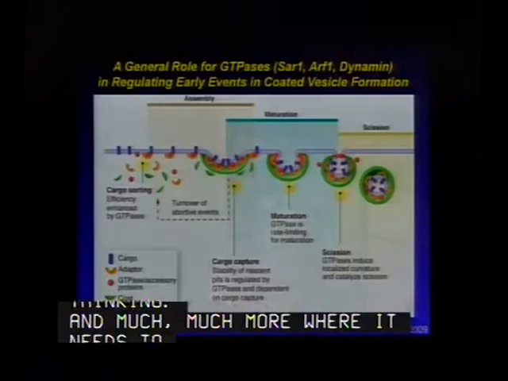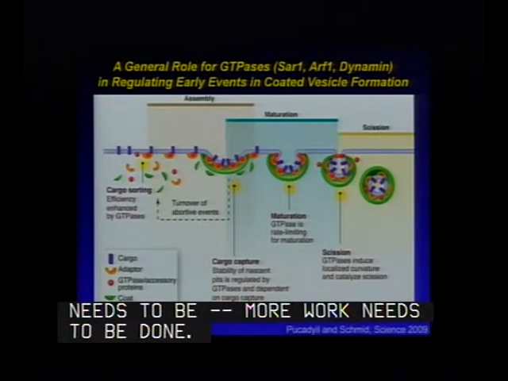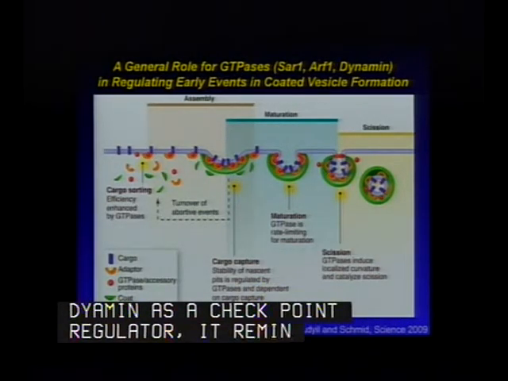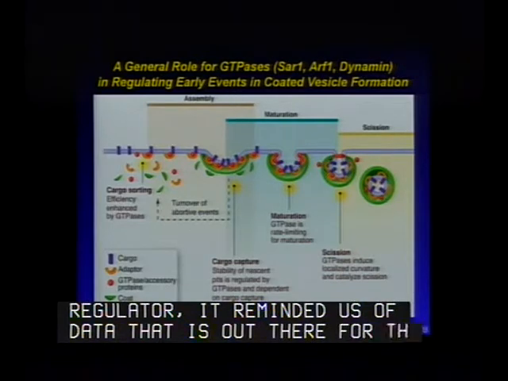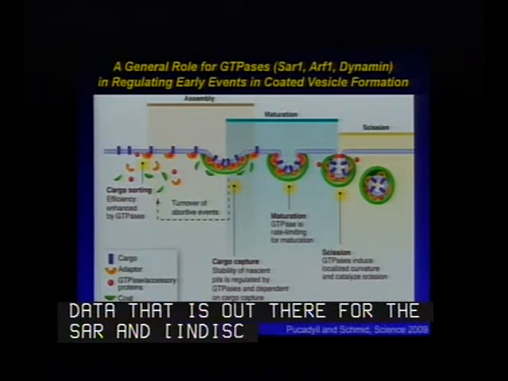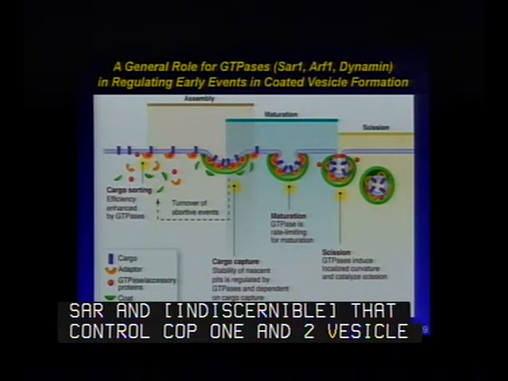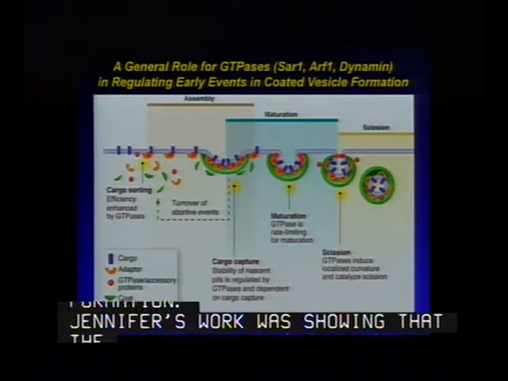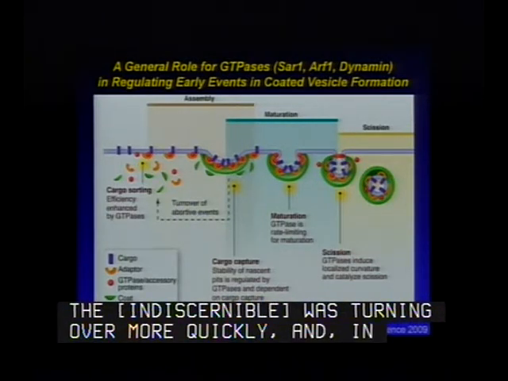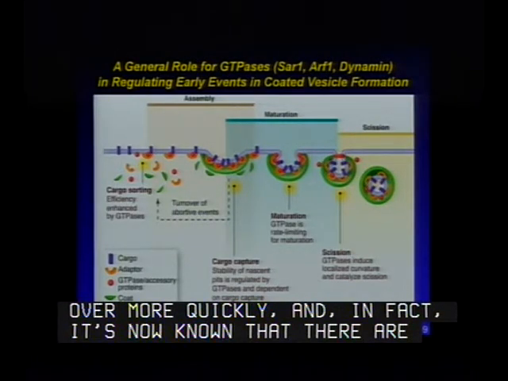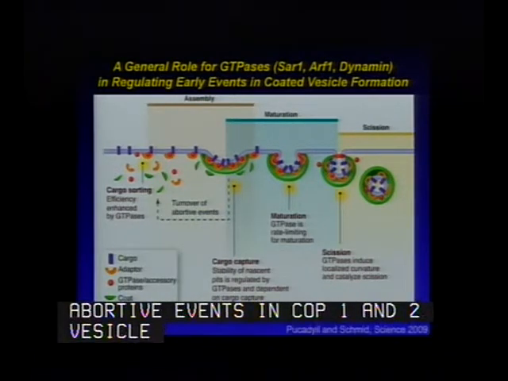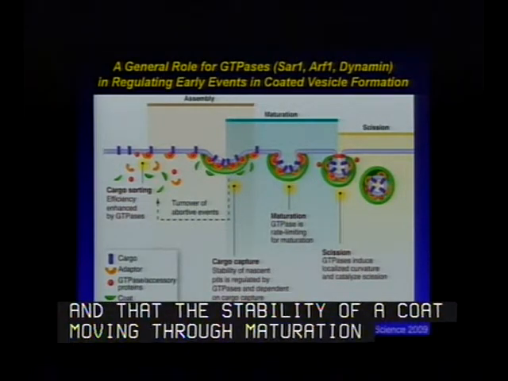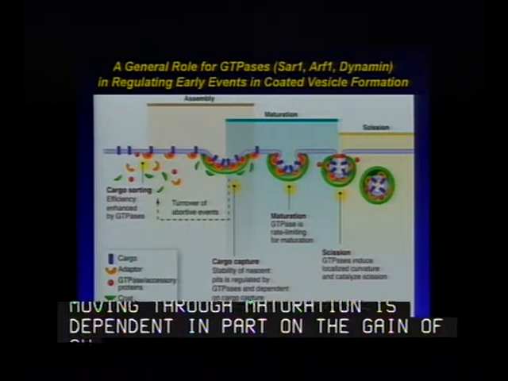But looking at this idea of dynamin as a checkpoint regulator, as a control of these abortive events, it reminded us of data that's out there for the SAR and ARF GTPases that control COPI and COPII vesicle formation. I think, in fact, Jennifer's work showed that the ARF was turning over more quickly than the coat proteins at the Golgi, and in fact, it's now known that there are abortive events in COPI and COPII vesicle formation, and that the stability of a coat moving through maturation is dependent in part on the gain of curvature and the assembly of coats and the recruitment of cargo molecules.